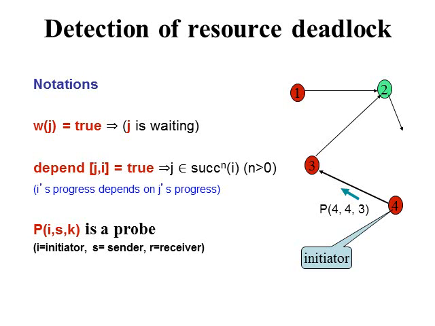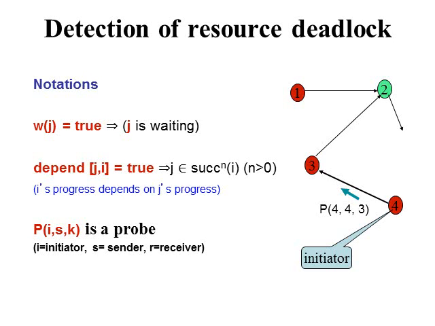So once J proceeds and lets go of the resource that I is looking for, I can also proceed. So basically depend of J comma I means I's progress depends on J's progress.